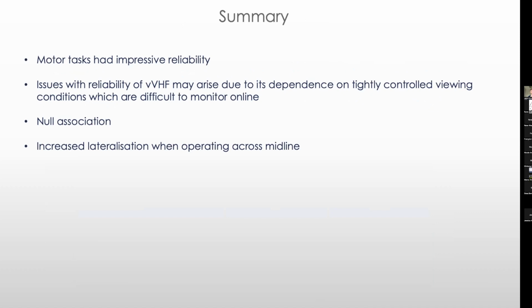So to conclude, the motor tasks all showed impressive reliability, and they're all openly available on Gorilla. The verbal visual half-field task's reliability was less satisfactory. And one reason that we feel we may have observed this is because it's quite dependent on tightly controlled viewing conditions so that the stimuli are accurately presented in each visual field. And these are quite hard to monitor with online testing.